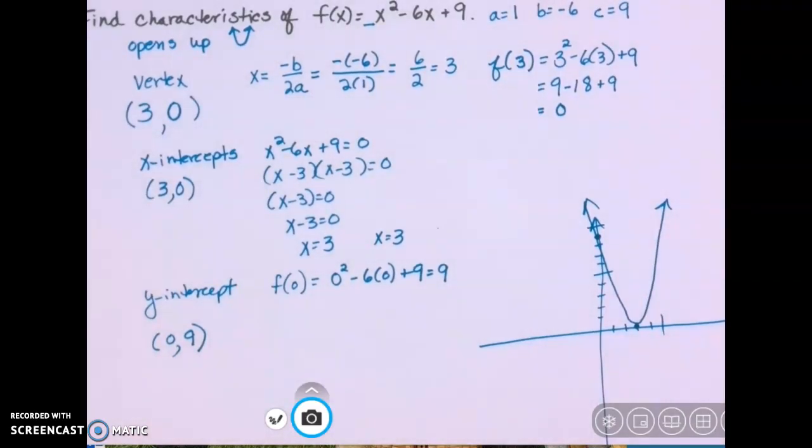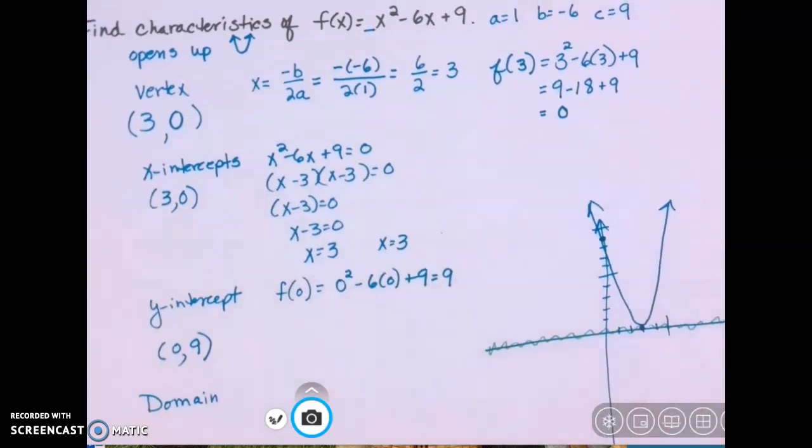And now that we have a graph, we're able to answer other questions about this quadratic function. The first thing is domain. So what is the domain of this function? We're thinking about what the possible x values are. If we were looking at a shadow on the x-axis of this graph, that would be all x values. So that is negative infinity to positive infinity.